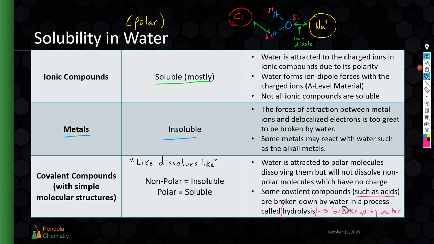So acids are hydrolyzed. We learned already that acids will dissociate in water, and that's because they're broken up by water through the process of hydrolysis. So that's the solubility of different compounds in water. But again, if we're being asked, is something soluble in water, the very first thing we need to do is ask ourselves, what type of compound is it? Is it ionic, is it a metal, or is it covalent?